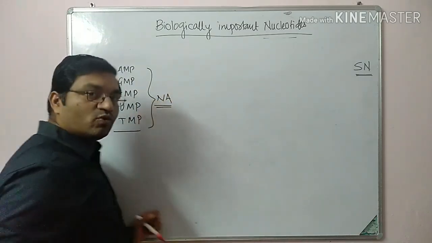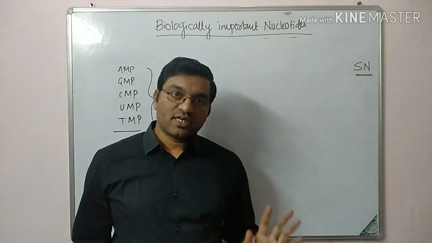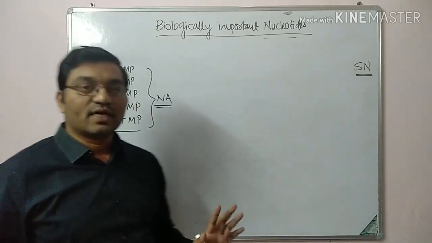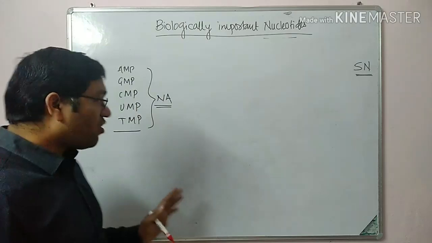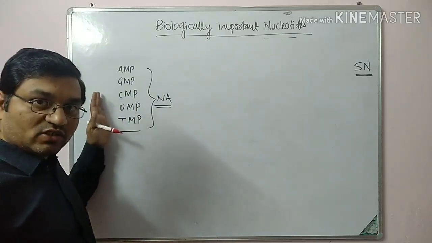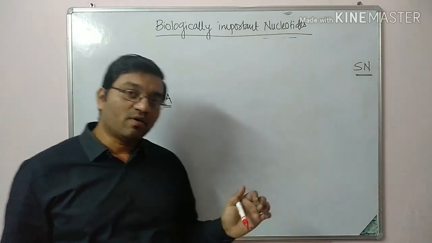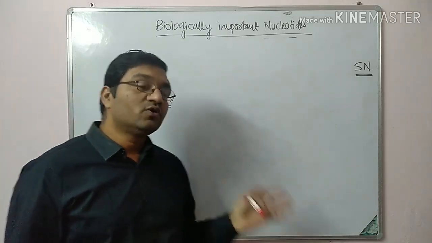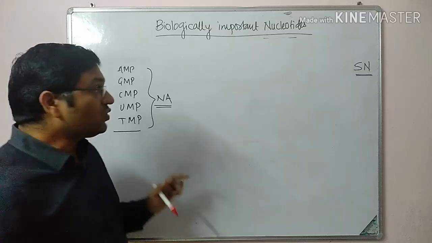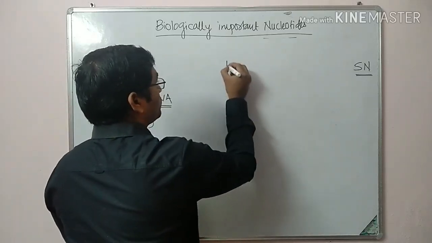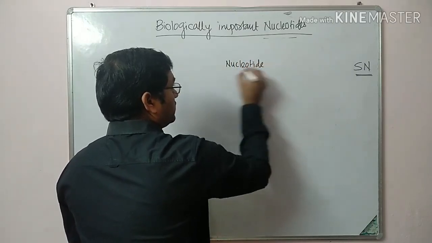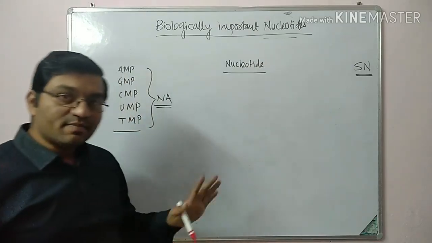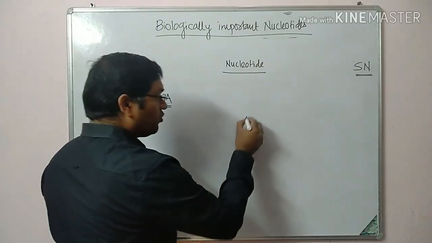There are two types of nucleic acids, deoxyribonucleic acid and ribonucleic acid, that is DNA and RNA. They are composed of nucleotides, or they are made up of nucleotides. A nucleotide is made up of a sugar molecule.